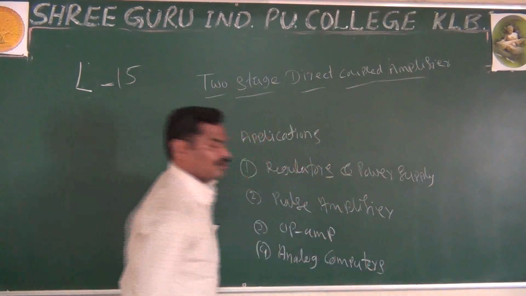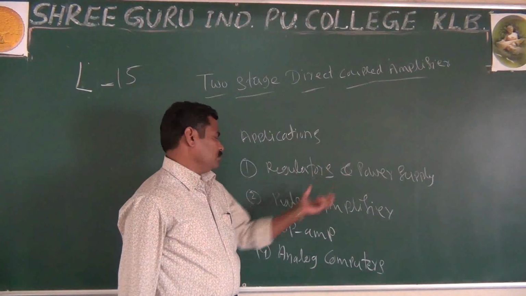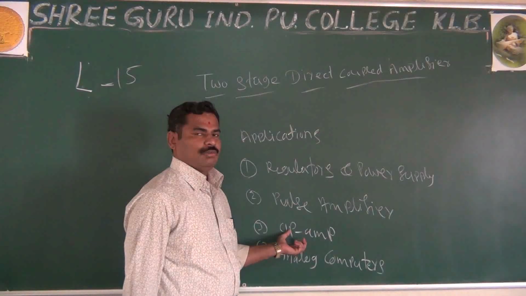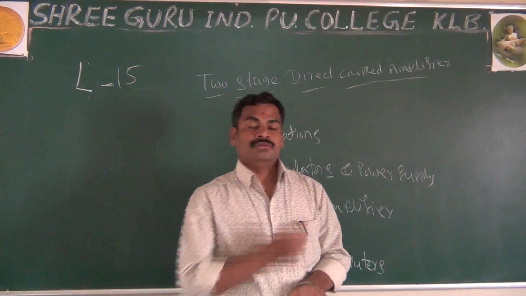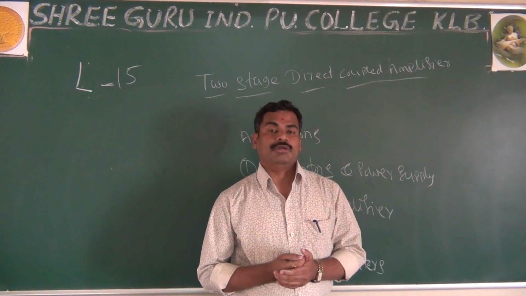These are the applications you are using in your regulators and power supplies. You are using power transformers, or you are using op amps, or you are using difference amplifiers. Finally, you are using analog computers. These are the applications of your direct coupler.